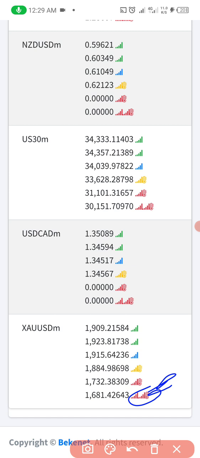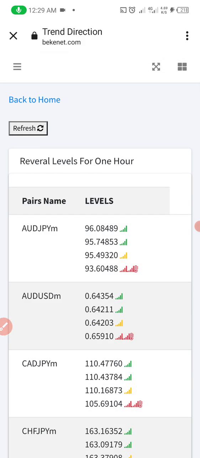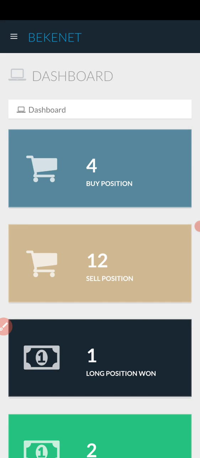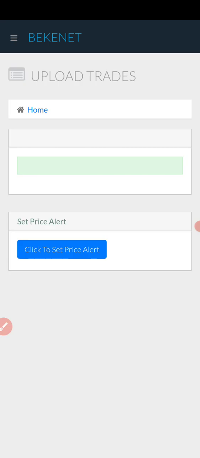If you are a resistance and support trader, you'll be able to understand it well. So this is how you generate them. Once you see them, you plot it on your chart and take advantage of it. That is that. Then the next thing we're going to be talking about is how to set your reversal level alert. It's the same thing.